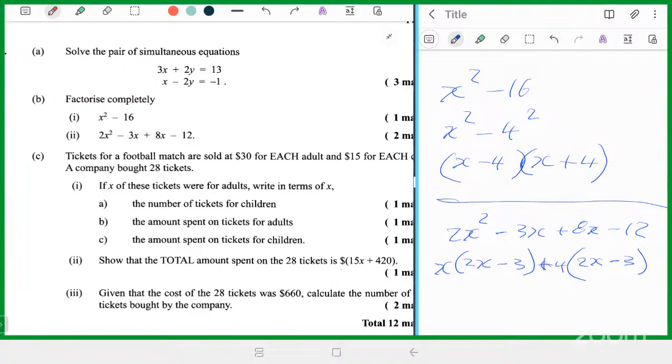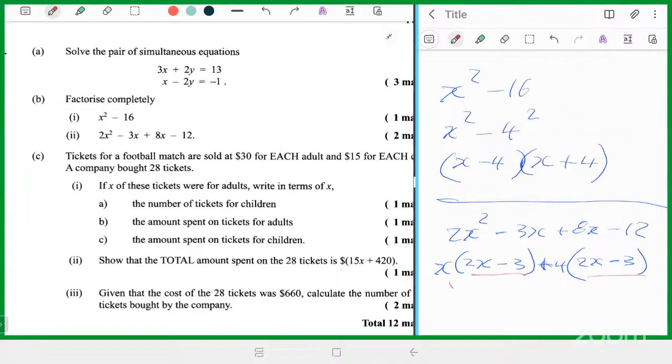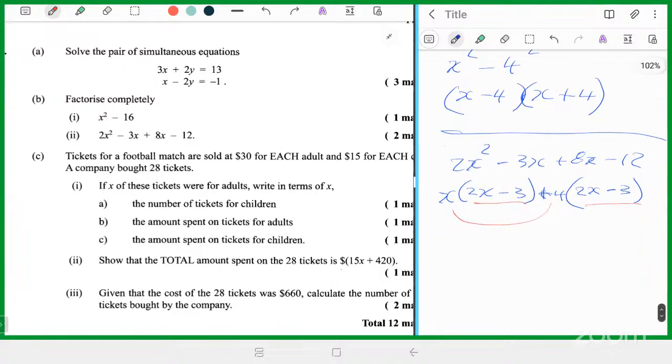So then this becomes a common factor, and you're adding these two with a common factor. So it becomes x plus 4 times 2x minus 3. That's this second one here.